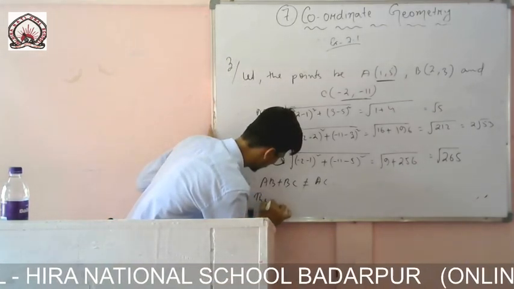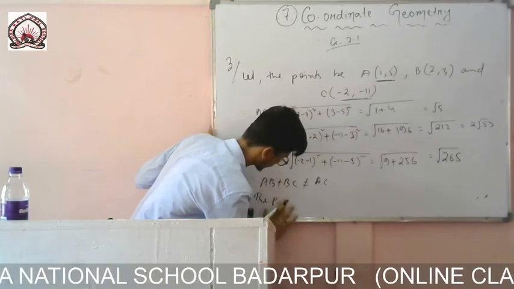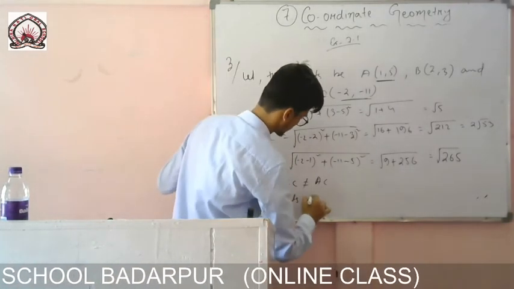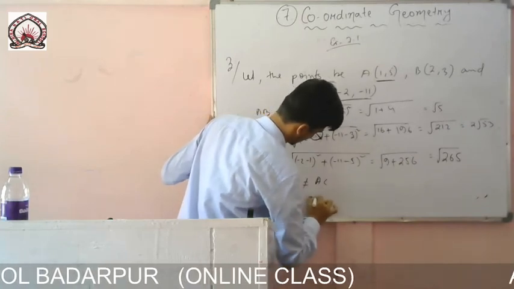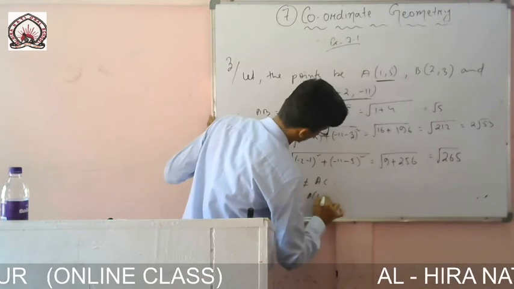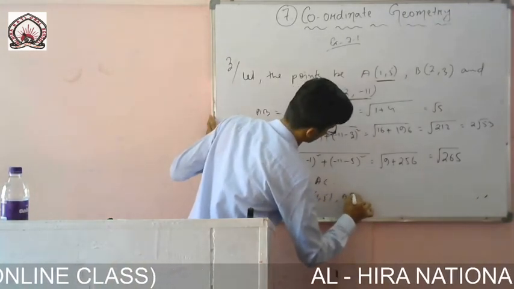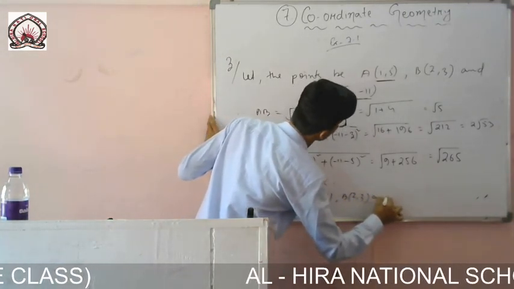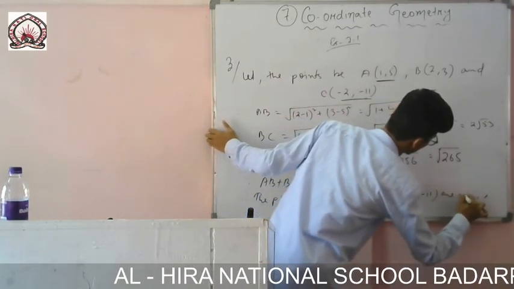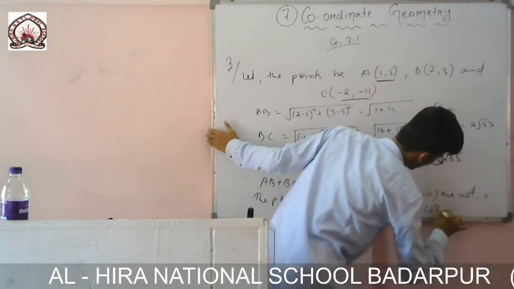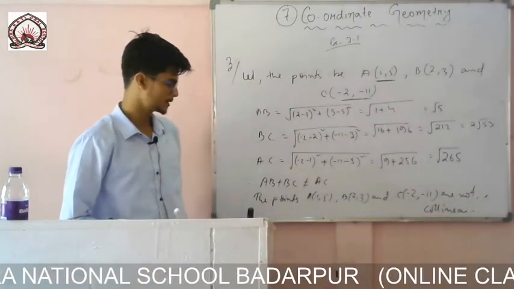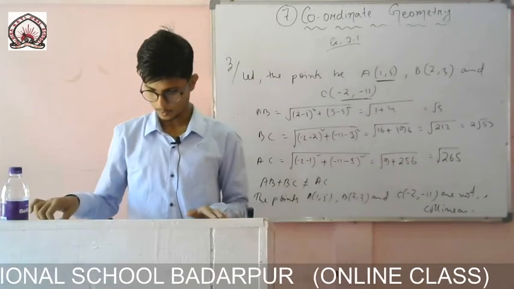Therefore, let me write, the points A 1, 5, B 2, 3, and C minus 2, minus 11 are not collinear. Okay, these 3 points are not collinear.